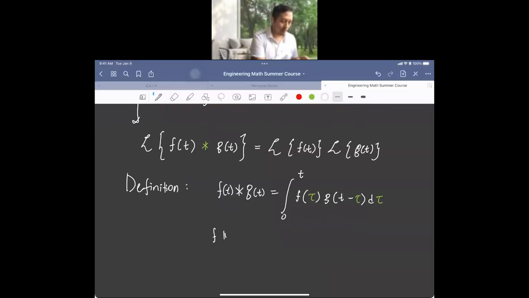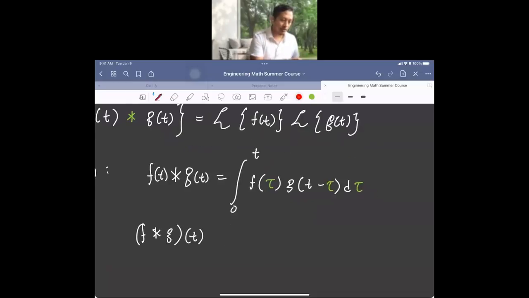We can also write the convolution as f convoluted with g of t, just like your product rule, similar, but with a different definition, of course. Because we are integrating this whole function with respect to tau, and we are going to evaluate with the t variable, we can say that the whole integral is actually a function of t.